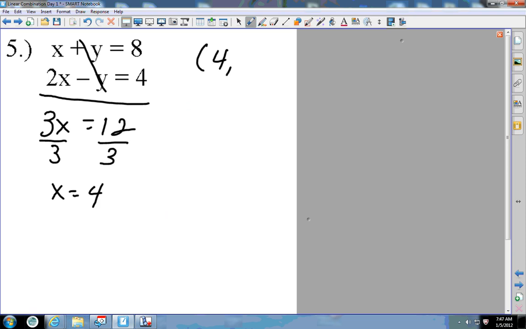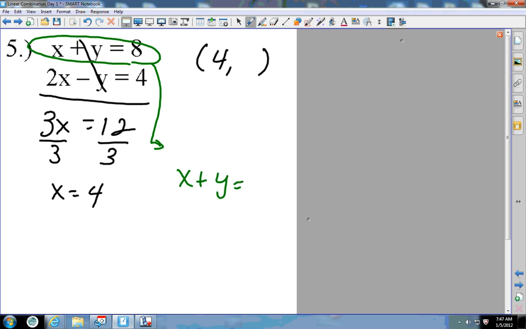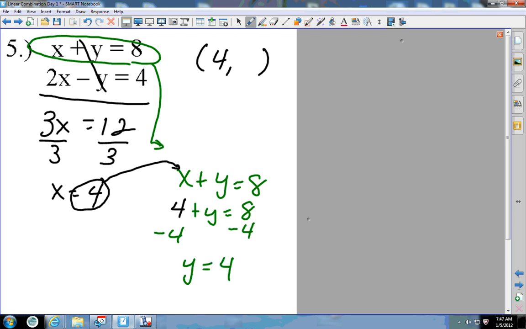So I have 4, and now I need to find my y. Okay, which equation do you think I'm going to choose? I'm going to choose that top one. Why am I choosing that top one? It's all positive. X plus y equals 8. It says x is 4. We're going to put that in here. So I have 4 plus y equals 8. Now what do I do? You don't divide. Subtract 4 from each side. Y equals 4.